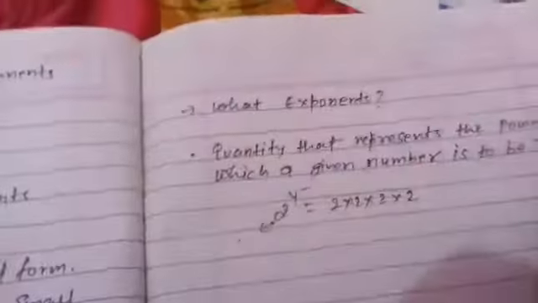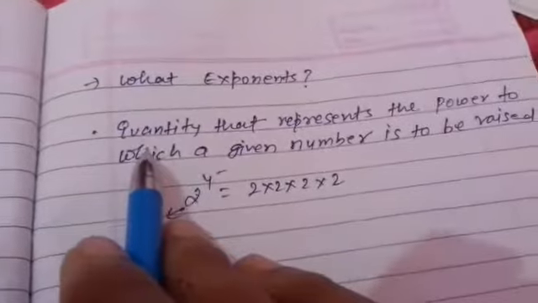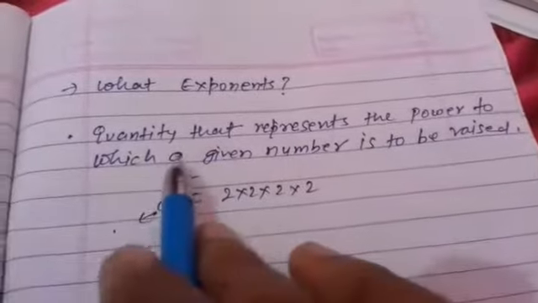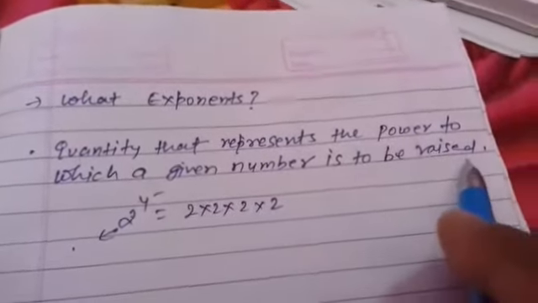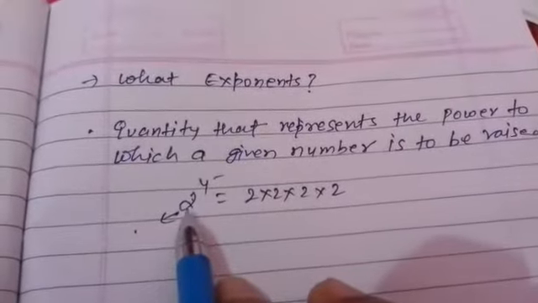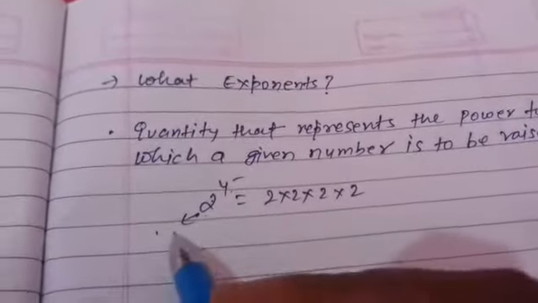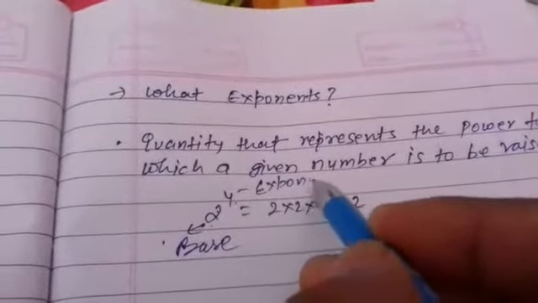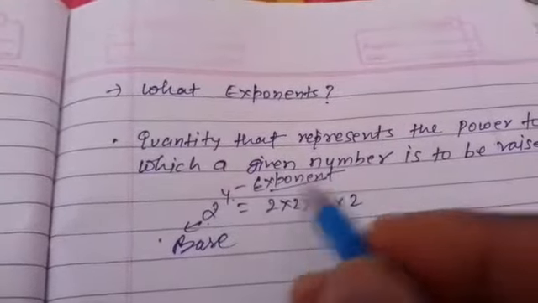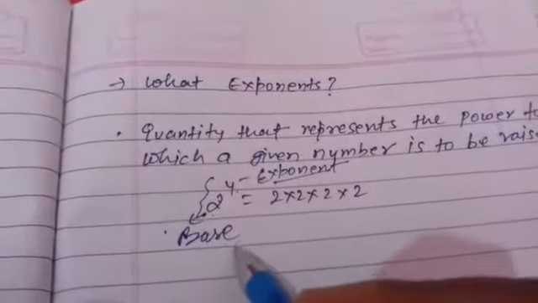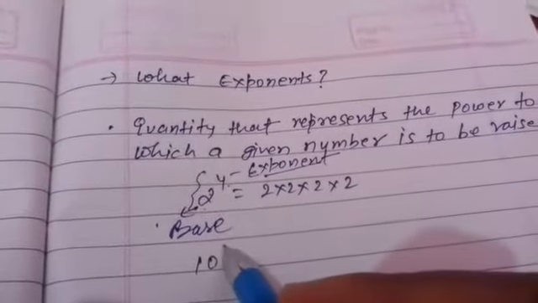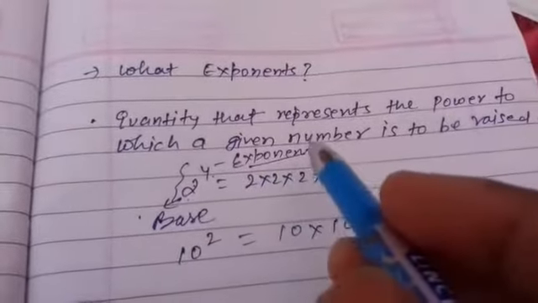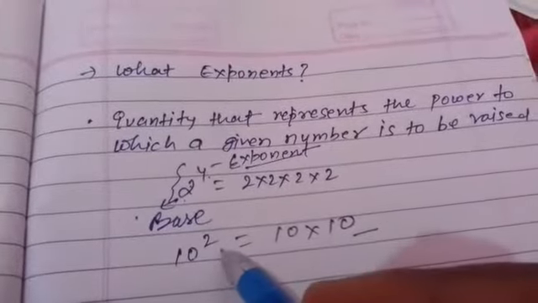Now, what are exponents? We can define exponent as a quantity that represents the power to which a given number is to be raised. Suppose I have written 2 raised to the power 4. Here 2 becomes the base and 4 becomes the exponent. So we can say that it is exponential form. Similarly, I can write 10 raised to the power 2 as 10 into 10. Exponent is any number raised to the power of some number.